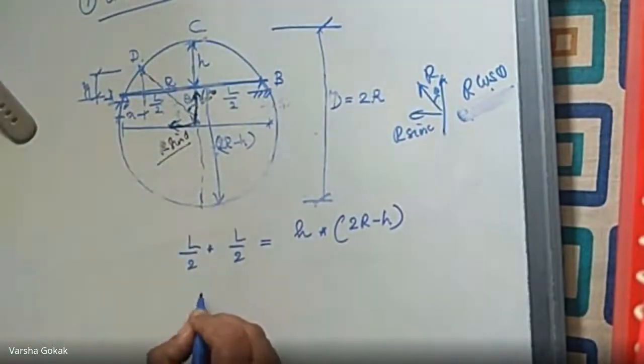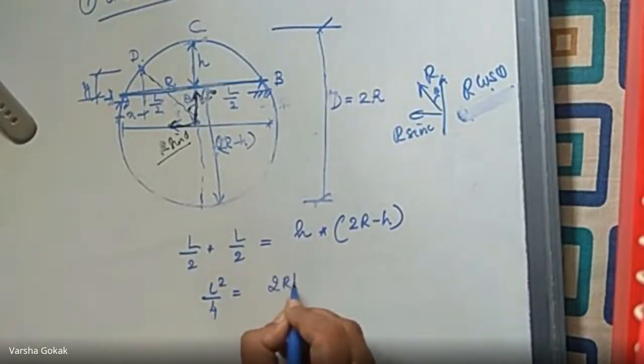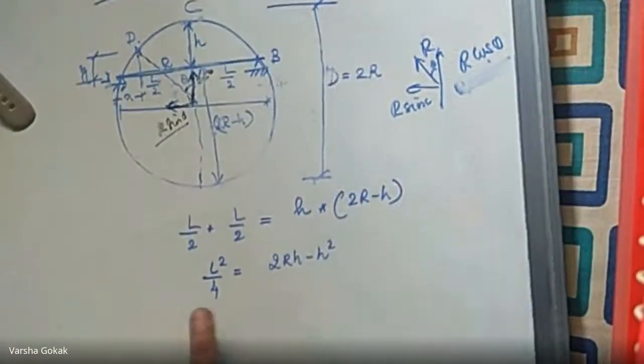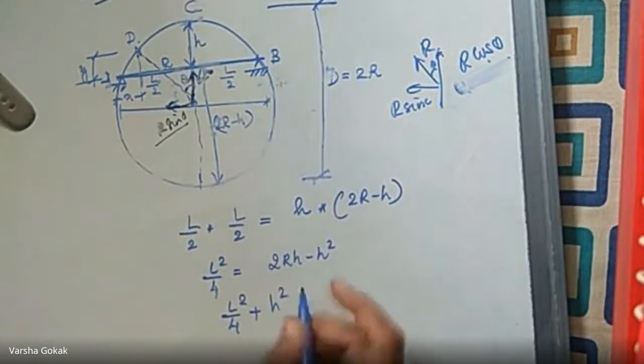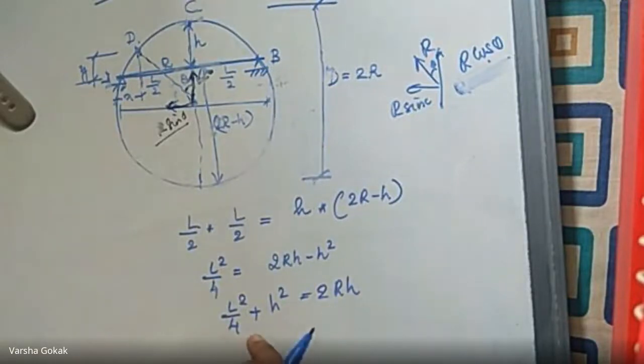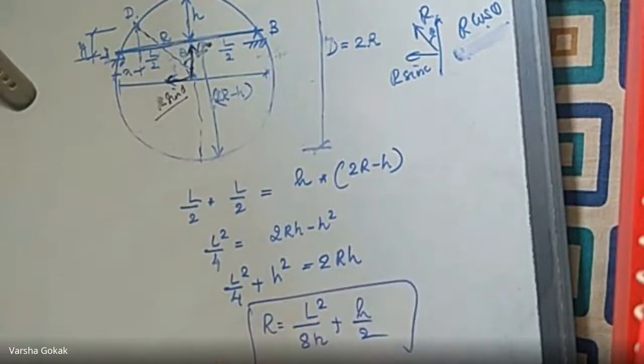Okay, so now this becomes what? L square by 4 is equal to 2RH minus H square. I open the brackets, I get this equation. Now I'll take the H square over here. L square by 4 plus H square is equal to 2RH. I want the equation for radius, so I'll keep R over here. The 2 and H I'll take to this side, and with the LCM, I'll get ultimately R equal to L square by 8H plus H by 2. So this is the value of the radius.